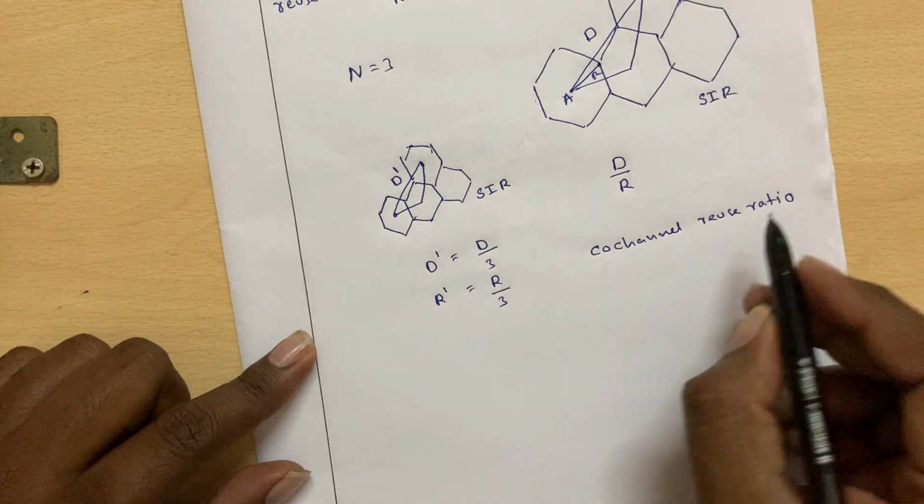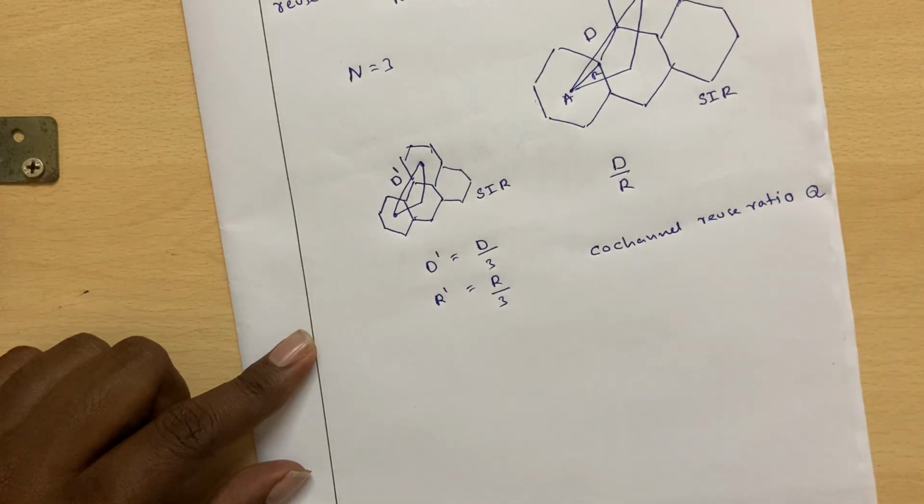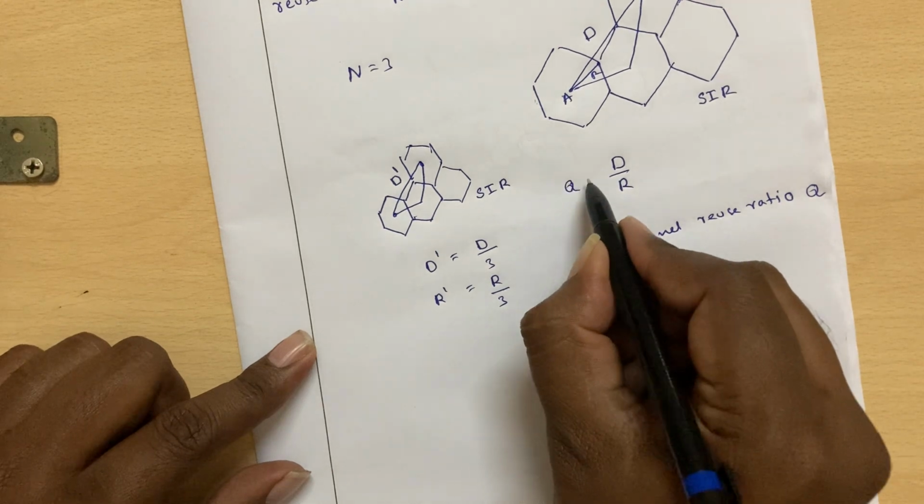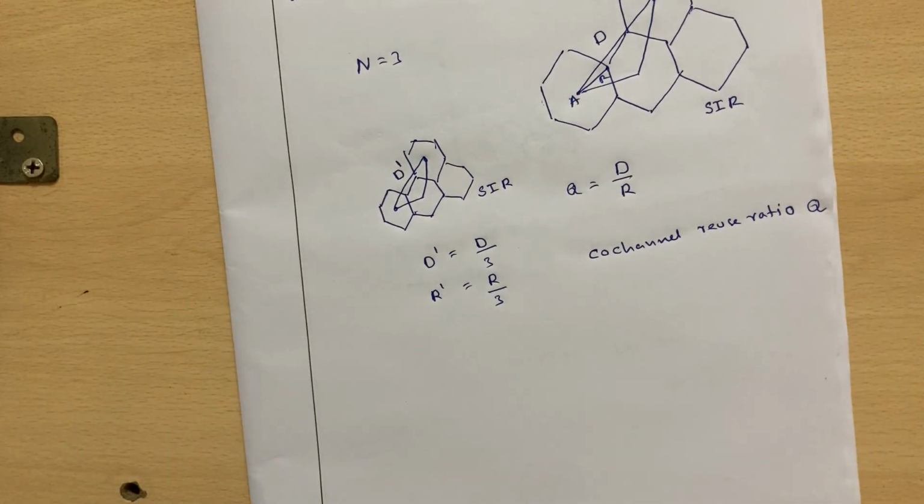So let us denote this by some Q. So Q equal to d by r. We are now just going to prove this one. This is what SIR is depending on. It is just by intuition we have discussed here. We are going to show, through approximate calculation, that the SIR will depend only on Q.